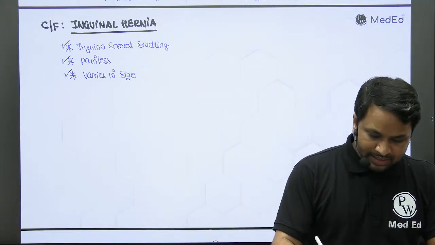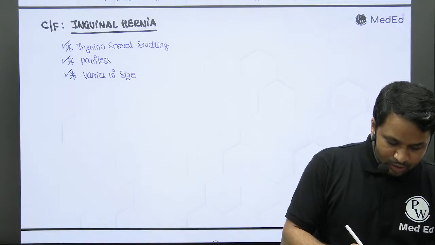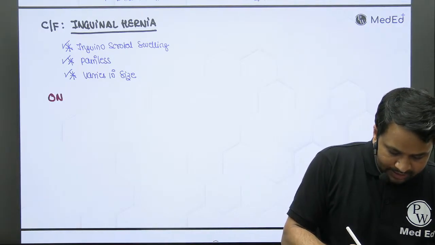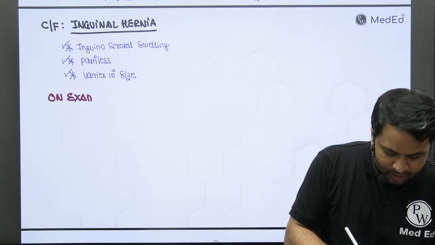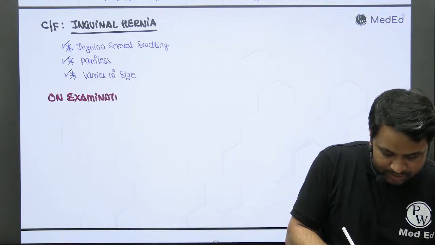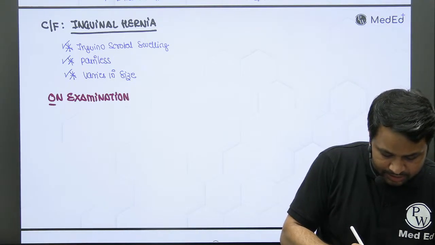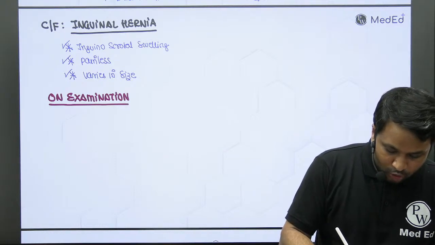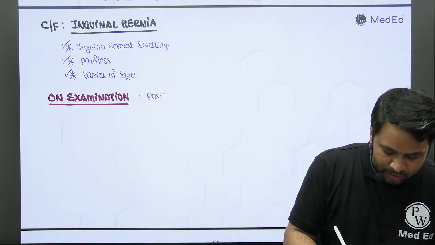Now I would like to examine. So the next immediate thing is going to be on examination. So on examination, what are the findings? So the first thing you have to tell your examiner is that you know how to examine a hernia case. Now in which position would I like to examine? Now the commonly given wrong answer is going to be in a supine position.